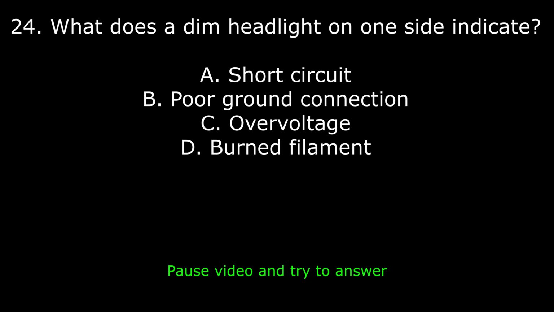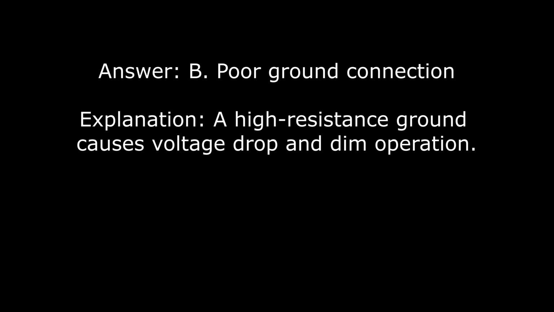24. What does a dim headlight on one side indicate? A. Short circuit. B. Poor ground connection. C. Over voltage. D. Burned filament. Answer: B. Poor ground connection. Explanation: a high-resistance ground causes voltage drop and dim operation.